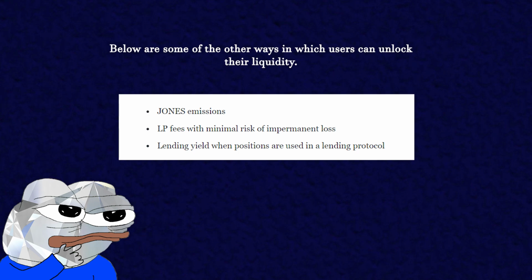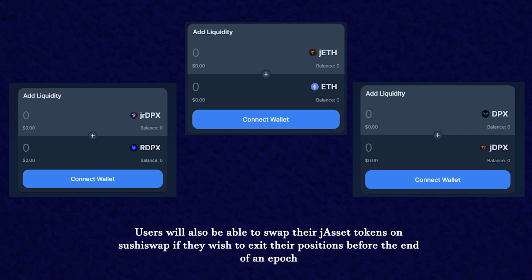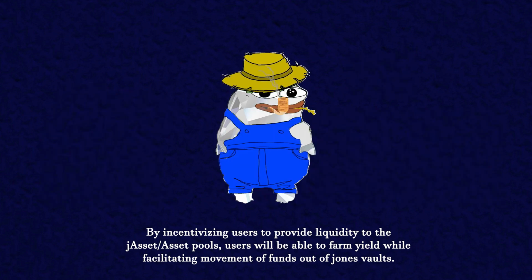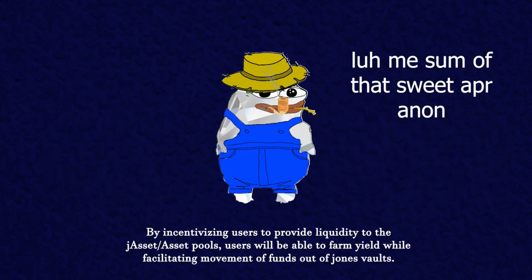Below are some other ways in which users can unlock their liquidity. Users will also be able to swap their JAcid tokens on SushiSwap if they wish to exit their positions before the end of an epoch. By incentivizing users to provide liquidity to the JAcid asset pools, users will also be able to farm yield while facilitating movement of funds out of Jones vaults.